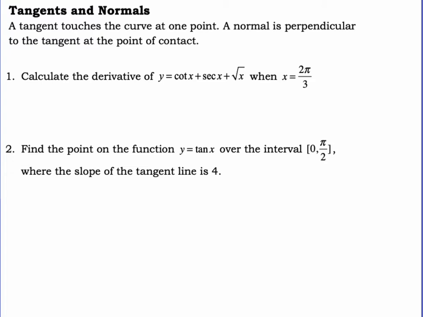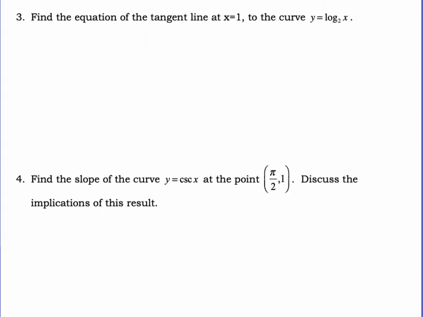Okay, let's take a look at another one. We're not going to do all these together, but so tangent touches at one point, a normal. This is a normal. So if you got a function like this, this is the tangent. The normal is perpendicular to the tangent. So let's take a look at an example. Find the equation of the tangent at x equals 1 to this curve. Okay, so let's do that.